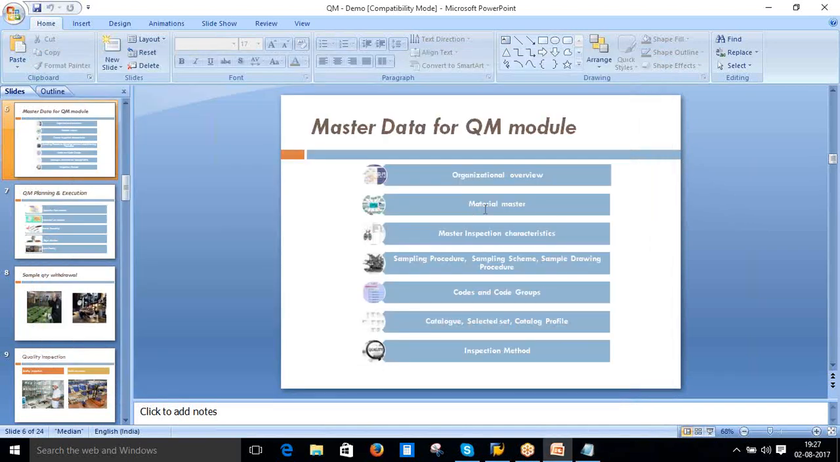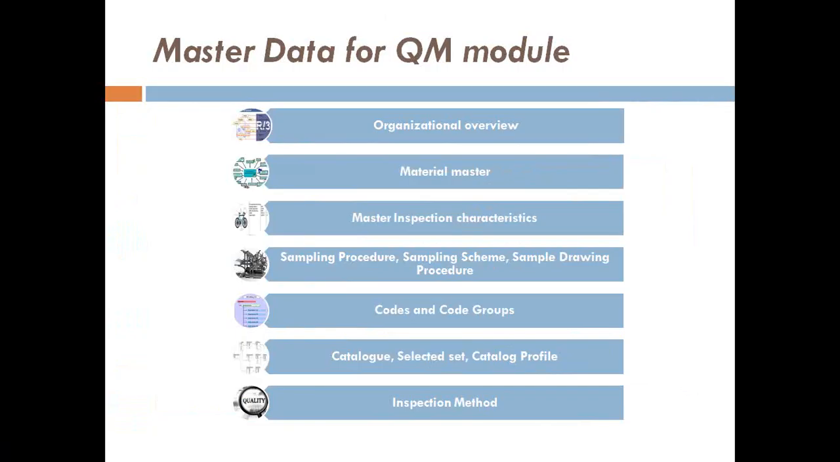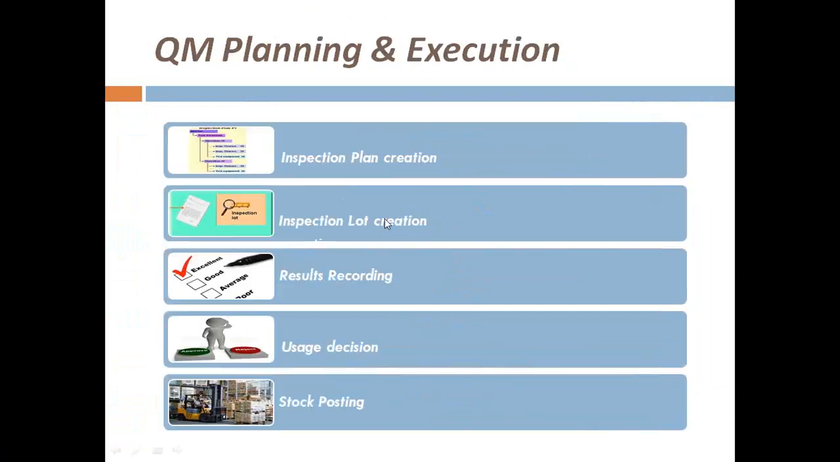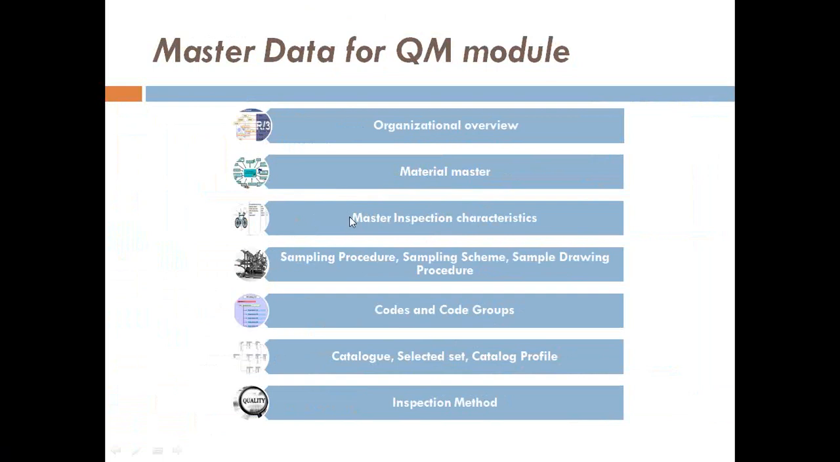So all these are called master inspection characteristics. The property of a material or object which you are going to check is called a master inspection characteristic. Now when we go to the training, we will see how to create all these things, what data you will maintain, and where they are ultimately used. After that, we will go for the sampling procedure.